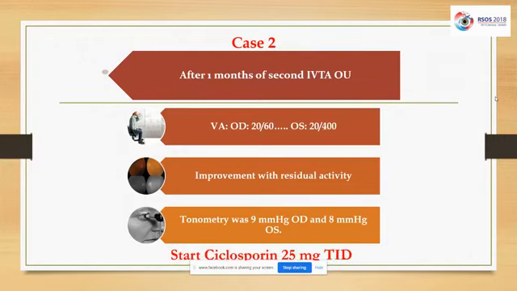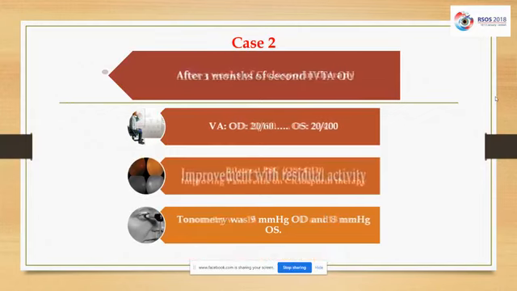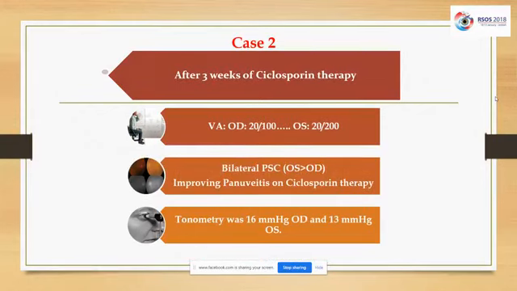They still had some residual activity, so I started cyclosporine 25 milligrams 3 times a day to control the inflammation. After 3 weeks of cyclosporine therapy, the vision was a little bit stable in the right eye. It was 100 in the right eye and 200 in the left eye, but the cataract increased in both eyes despite improvement of uveitis, mainly in the left eye more than in the right eye.